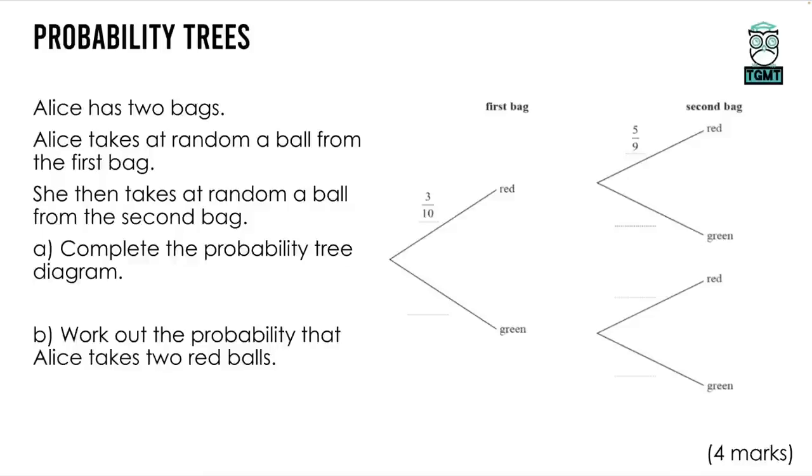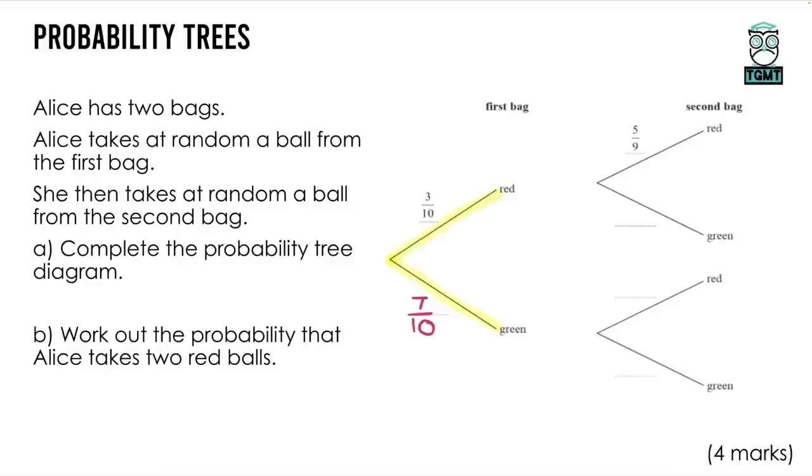Alice has 2 bags. Alice takes at random a ball from the first bag, which we can see on the probability tree, 3 out of 10 for red, we don't know green. She then takes at random a ball from the second bag, which we can see 5 over 9 for red, but we don't know green. Complete the probability tree diagram. So each pair of branches have to add up to 1. In the case of fractions, that means the numerators have to add up to that denominator. So with 3 out of 10, the other one has to be 7 out of 10. And that's that pair of branches done.